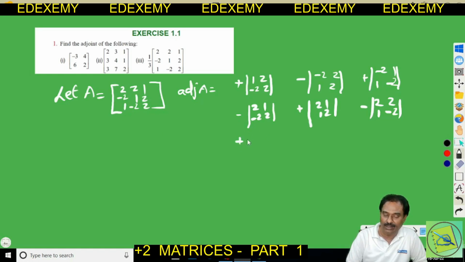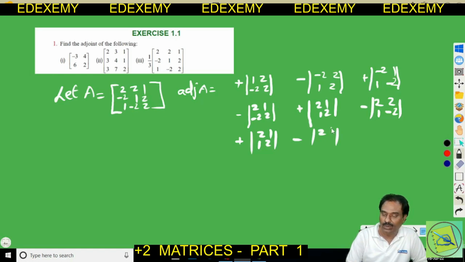1 is in the third row first column. So the remaining numbers are 2, 1, 1, 2. So it will take the positive value, and we will put here 2, 1, 1, 2. Then the next number, minus 2, takes the negative.